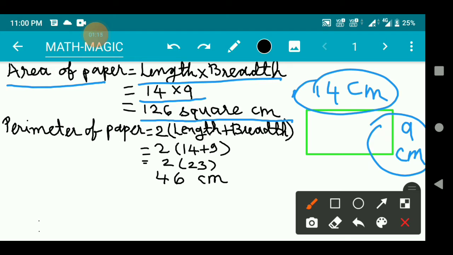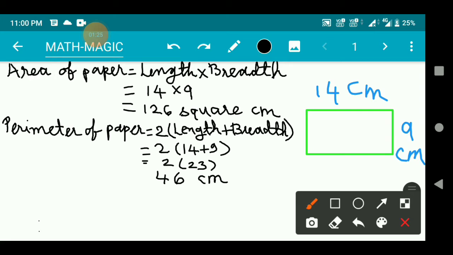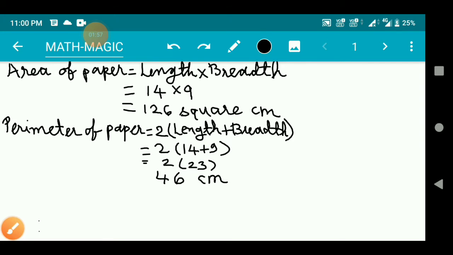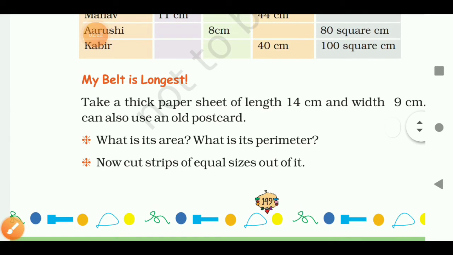Now we will find out the perimeter of this paper. So here perimeter of paper is equal to 2 into length plus breadth. Length is given 14 centimeter and breadth is given 9 centimeter. So 2 into 14 plus 9, which is 23. When we multiply 23 by 2, we will get 46 centimeter is the perimeter of this paper. Let us move on to the next question.